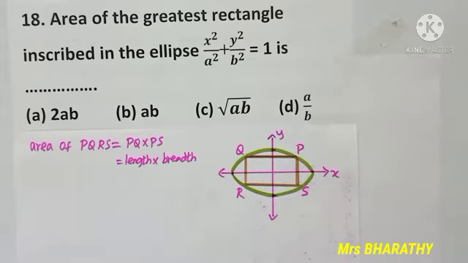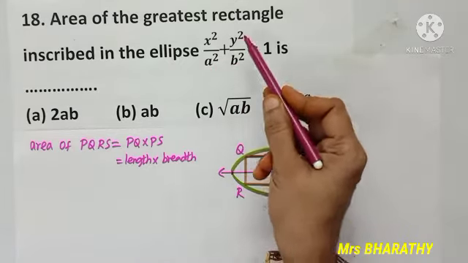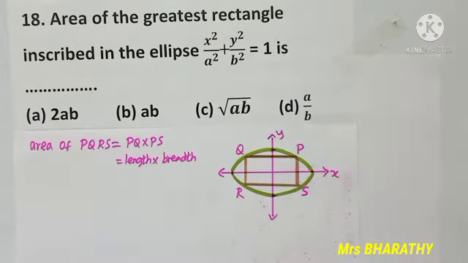Question number 18. Area of the greatest rectangle inscribed in the ellipse x square by a square plus y square by b square equal to 1.